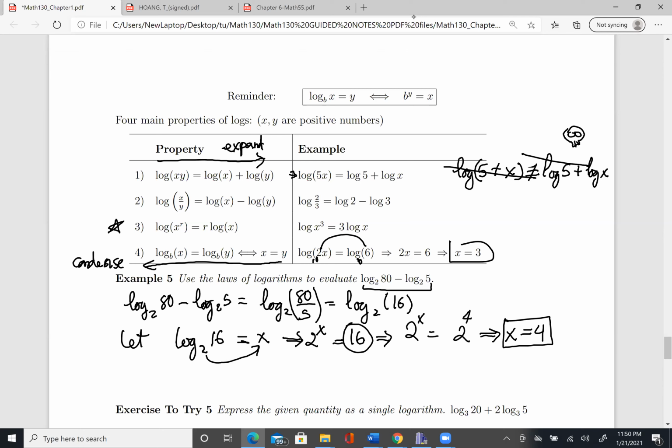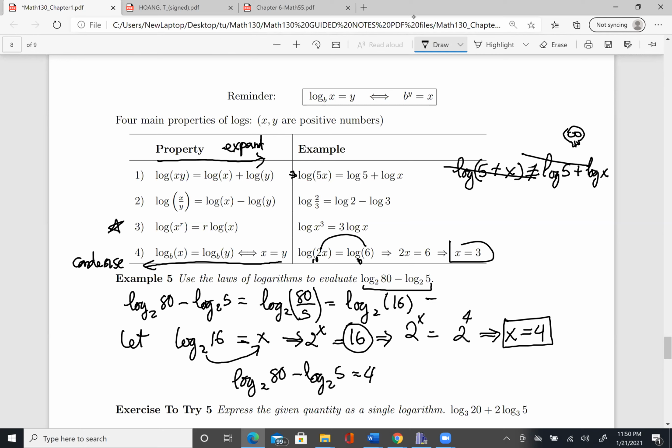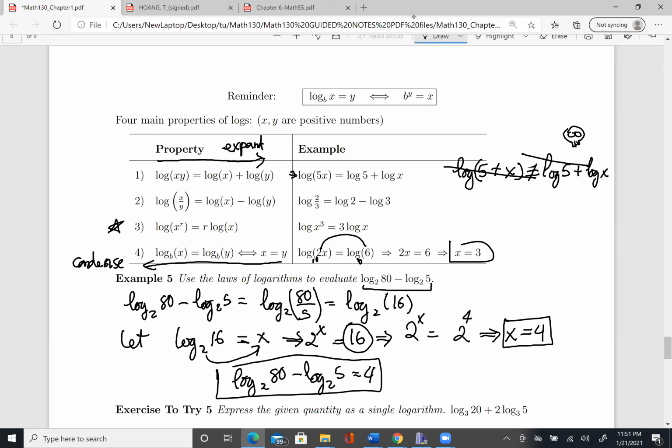Or I can just say this equals 4, log base 2 of 80 minus log base 2 of 5 equals 4. Yep, I gotta just delete this. All right, and then circle this.